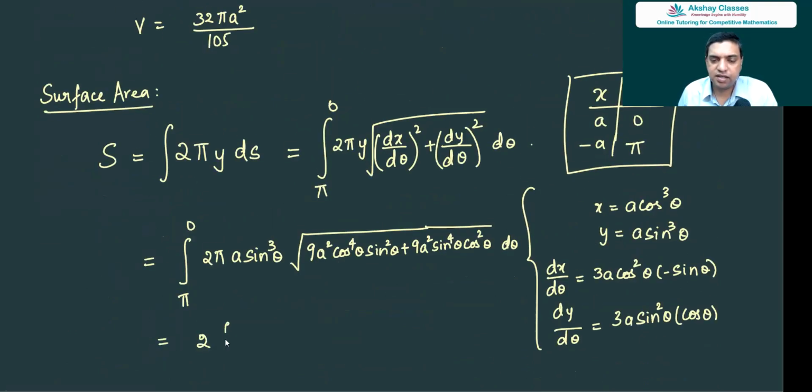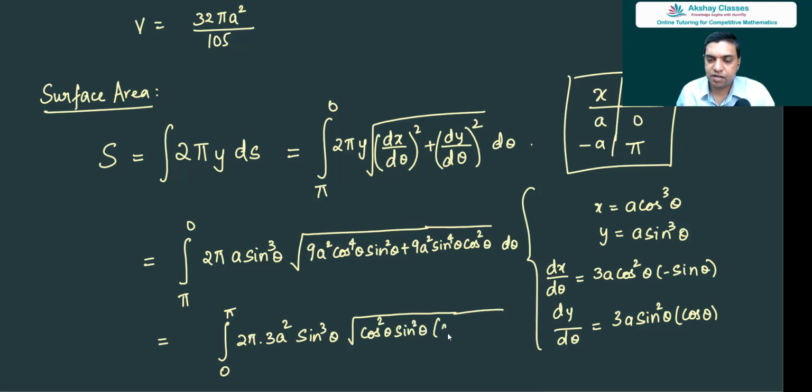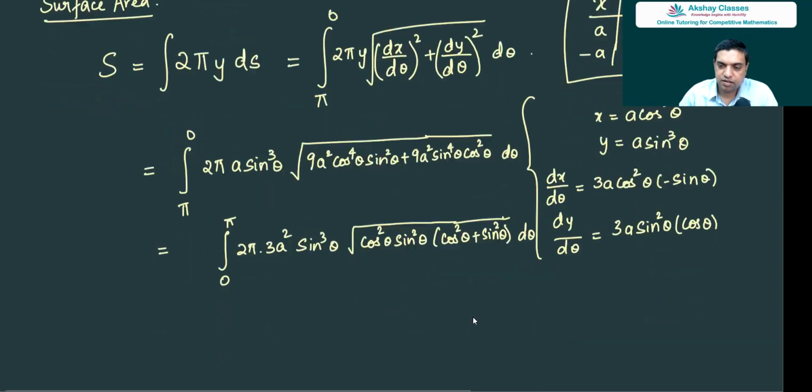We can write this as integral 0 to pi. Omit the negative sign because surface area, you can omit the sign. Now this is 9a square comes out and becomes 3a, and that a multiplies with this a gives 3a square sine cube theta under root of sine square theta cos square theta times cos square theta plus sine square theta d theta.